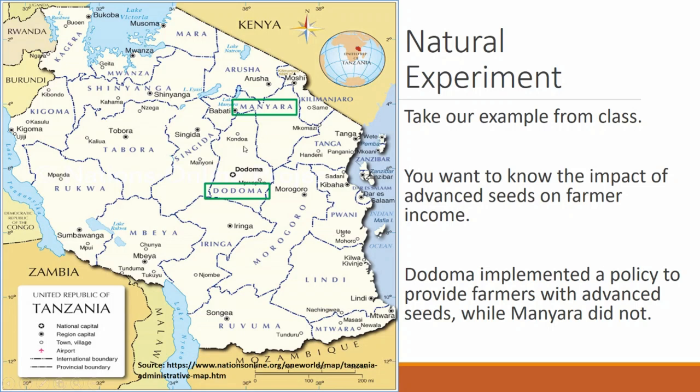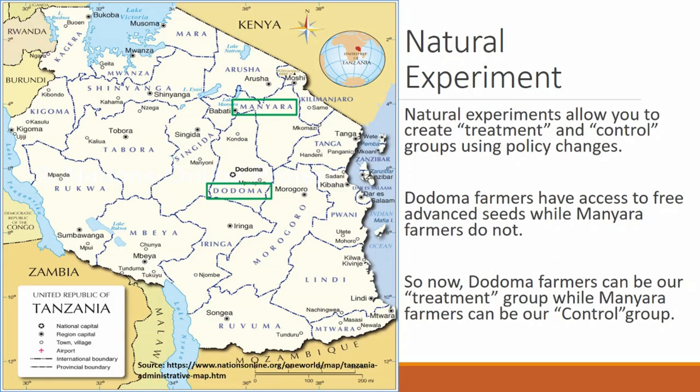The natural experiment, basically, this policy change allows us to basically create a treatment group and a control group. All right, how does that work? So natural experiments allow us to create a quote treatment and control group using policy changes. So in this case, Dodoma farmers have access to free advanced seeds, while Manyara farmers do not. And so therefore, what we do is we create a natural experiment where we say that Dodoma farmers will be our treatment group, our quote treatment group. They're not the actual intervention that we want. They're not necessarily the farmers that get advanced seeds, but they are the farmers that are in our natural treatment group, our quote treatment group, because they're the farmers that are given access to free advanced seeds. All right, well, the farmers in Manyara are the control, the quote control group, the natural control group.